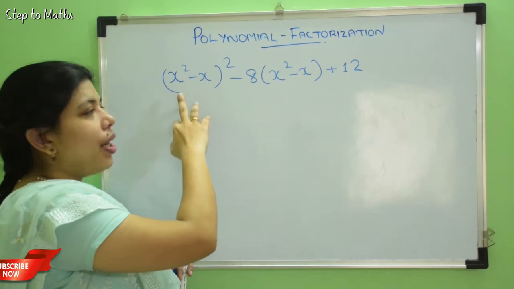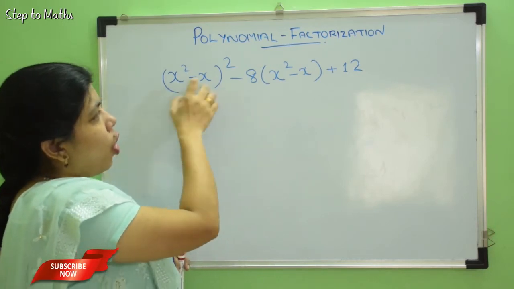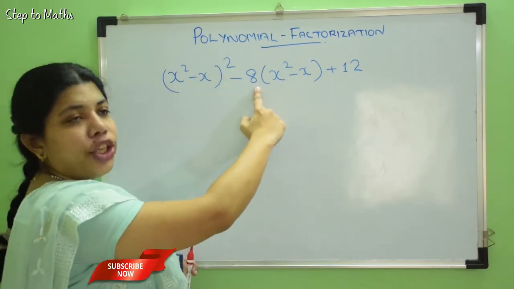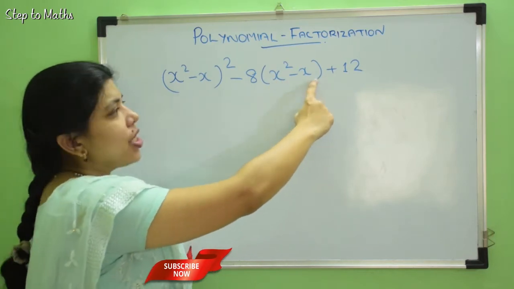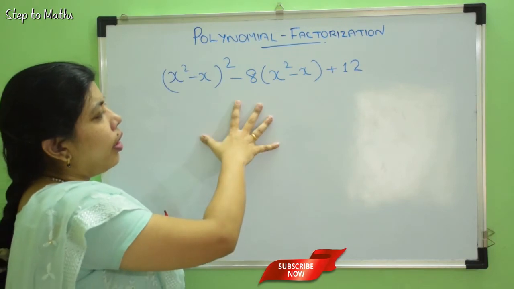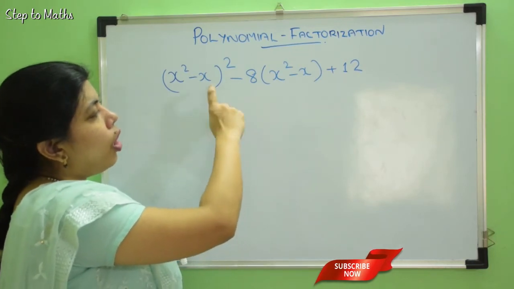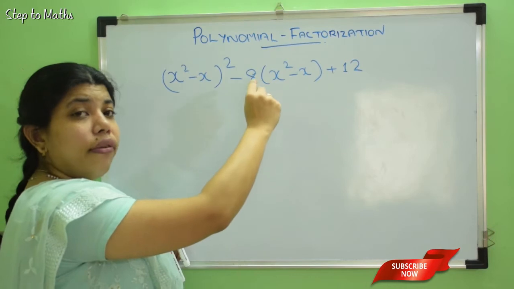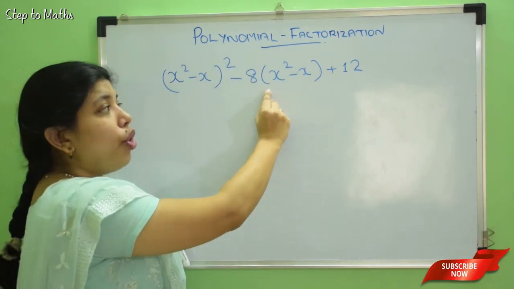Consider this question: (x square minus x) whole square minus 8 into (x square minus x) plus 12. Here, how do we find the factors of this given polynomial?